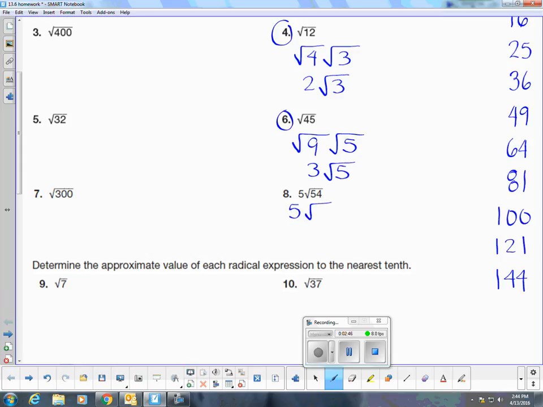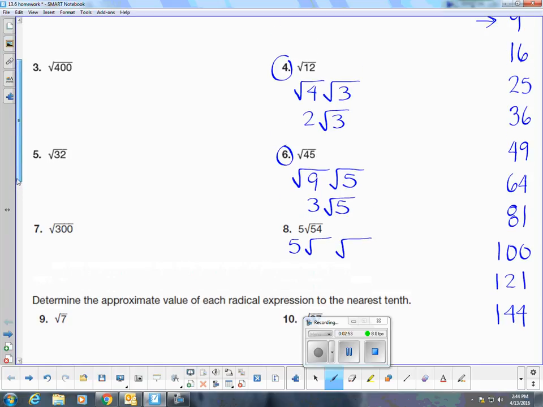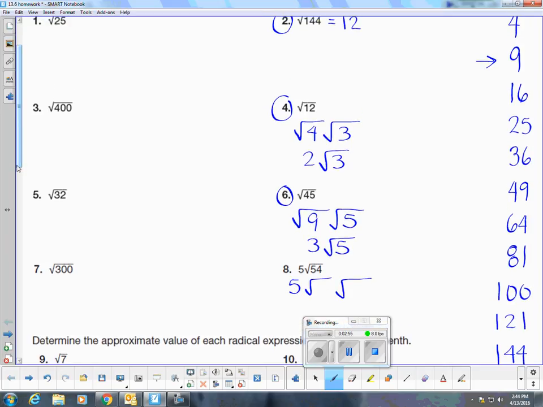Let's see, radical 54. I'm thinking of a number that goes into 54 that is a perfect square. I think the number 9 again does go into 54 evenly. It goes into 54 6 times.